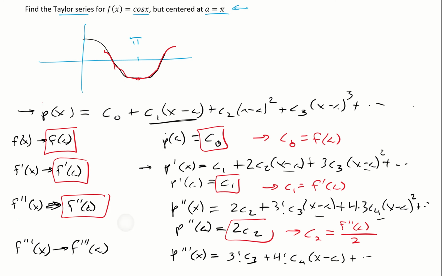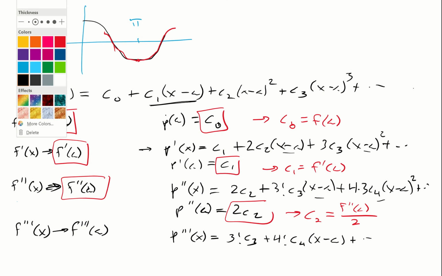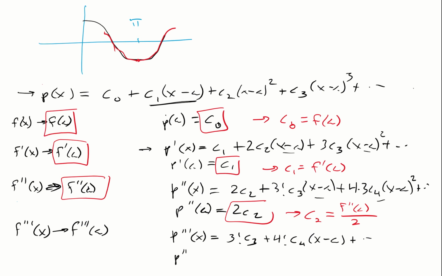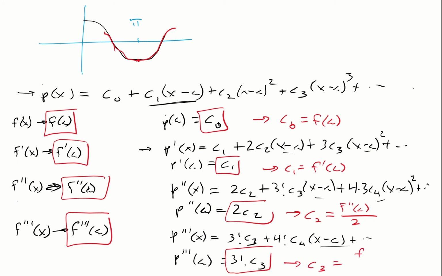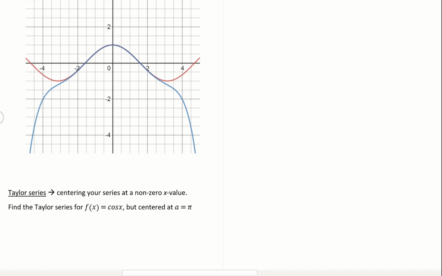And when we plug in p double prime, triple prime, we plug in a, we get, remember, all these guys go to 0, we get 3 factorial c3. And we want these to match. And that tells us that c3 is really the third derivative of the function evaluated at the center, a, divided by 3 factorial.